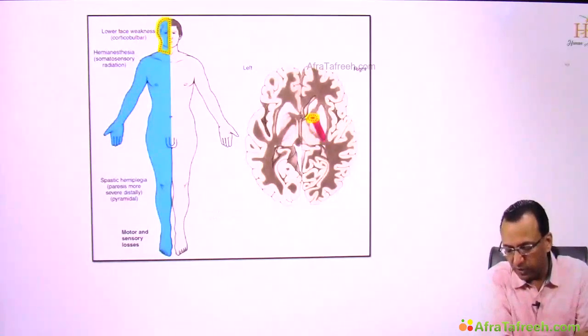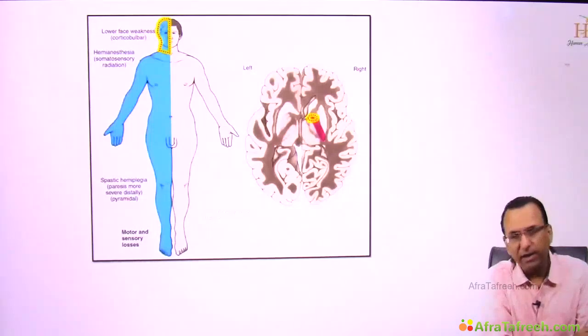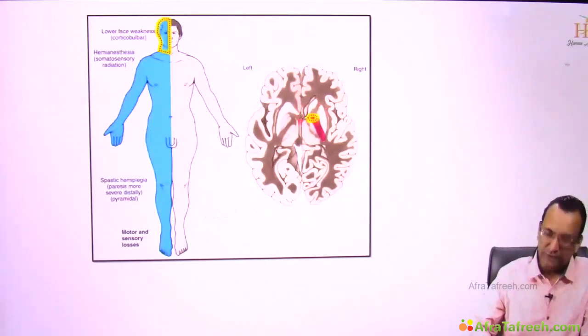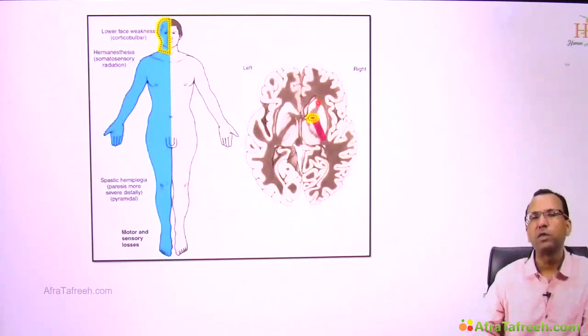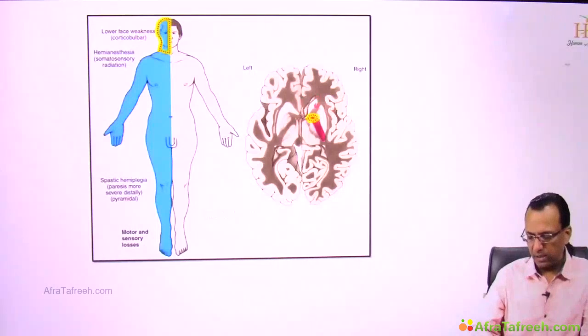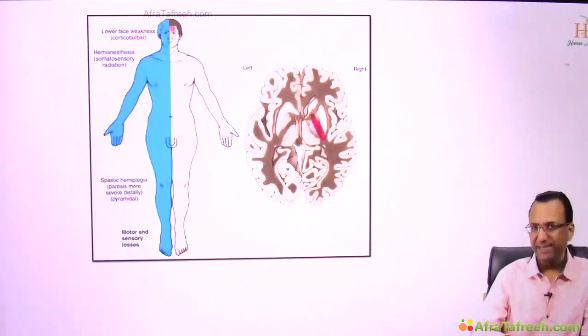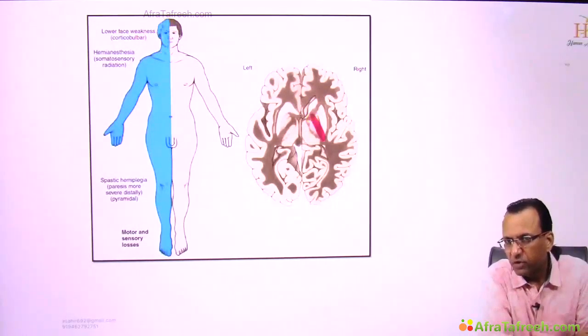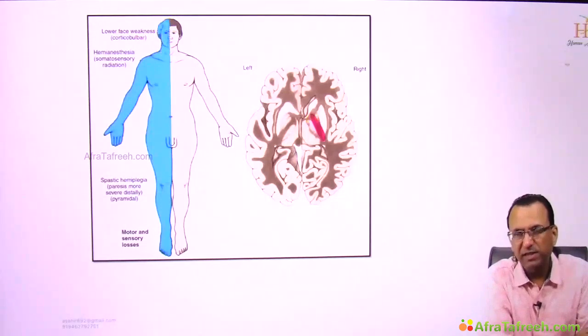And what if the genu is involved? Then the body is spared. Because if there is ischemia in the genu of the internal capsule, sensory motor loss will be on the opposite side of the face. Yes, not the body. The corticonuclear tract is compromised, you know. Face muscles and sensation will be compromised.